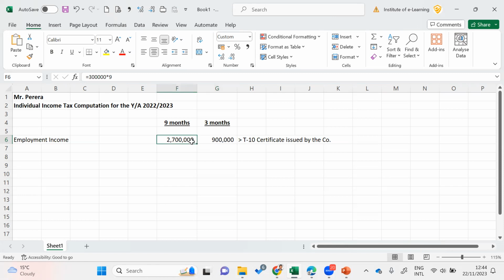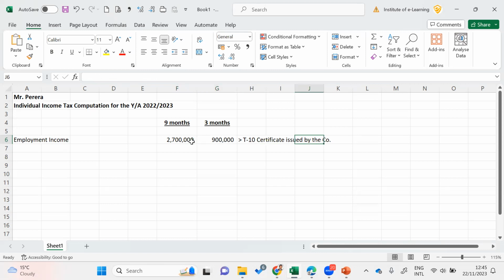The T10 certificate is also available on the Inland Revenue website, so you can download it. If you are an employer, you have to issue this to all employees. So based on this T10 certificate, you can complete this part.